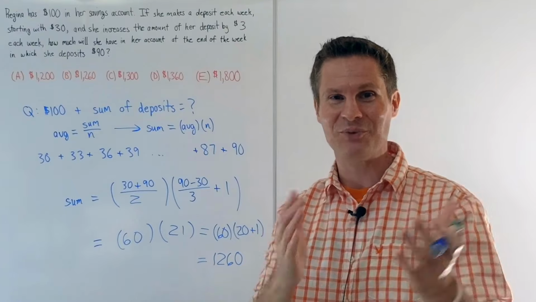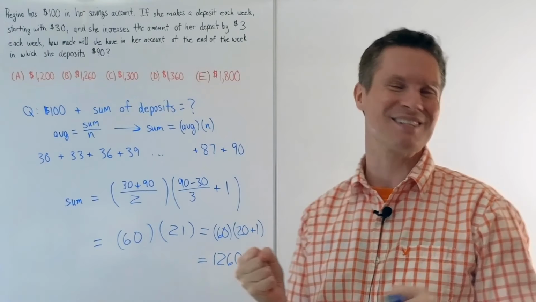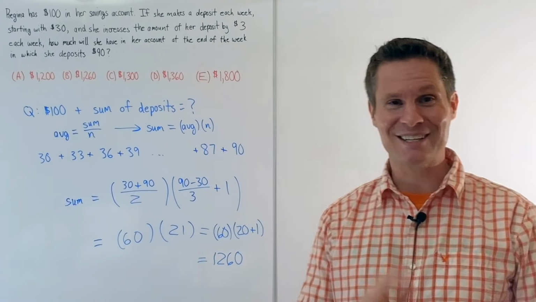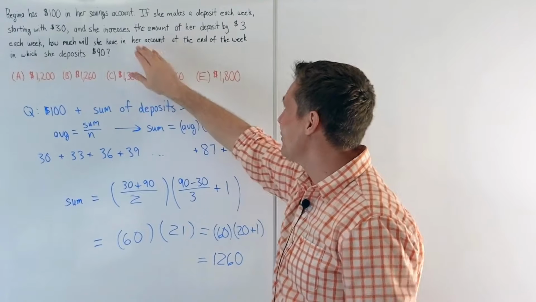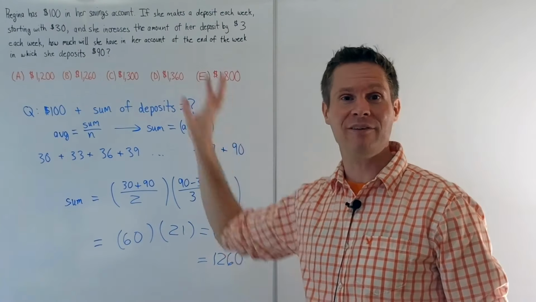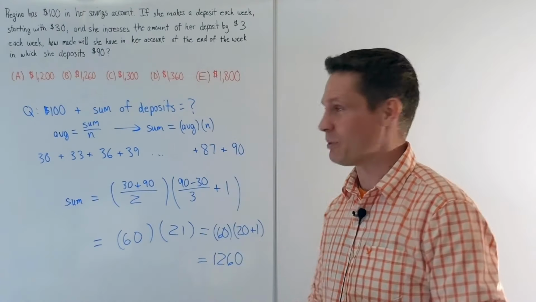And if that's what you went for, then I'd point us back to step 4. Step 4 of the process, again, is read the question one more time. We're actually asked how much she's going to have in her account, not what the total of her deposits is going to be.